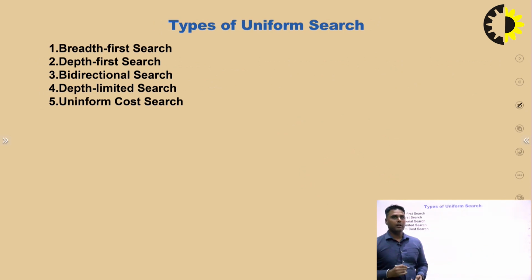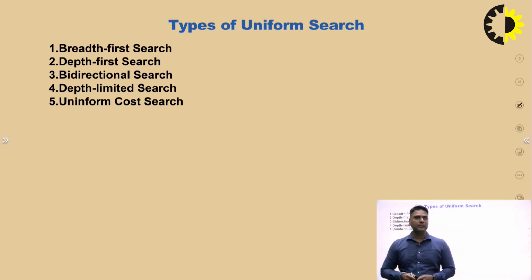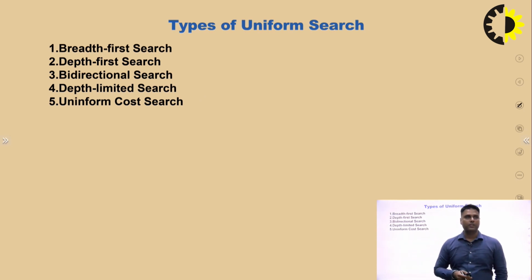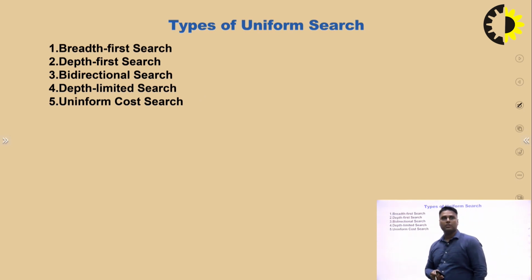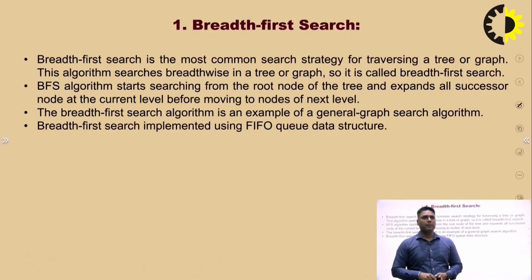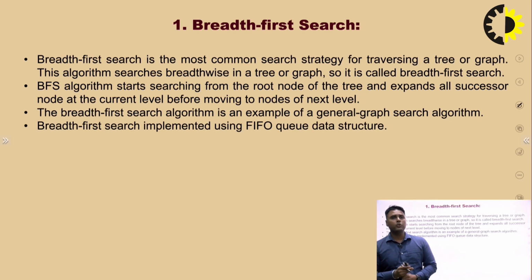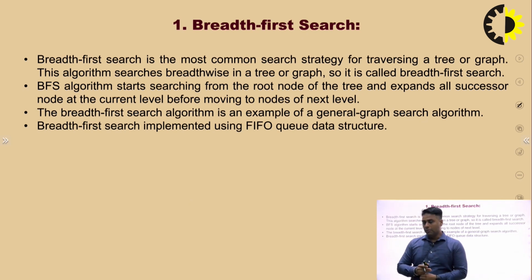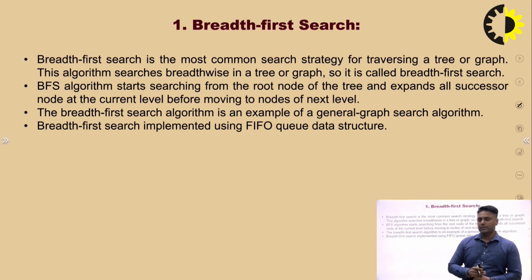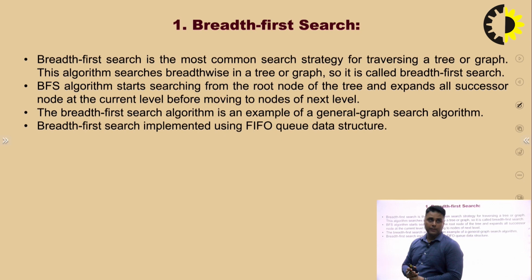So, some types of uninformed search techniques: first is breadth first search, then depth first search, bidirectional search, depth limited search, and uniform cost search. First, breadth first search. What is breadth first search? Basically, breadth first search is the most common searching technique, and it is used most of the time in searching. This technique is also used in data structures. Breadth first search is a complete searching technique, and it is used in uninformed searching. It is a good searching algorithm.